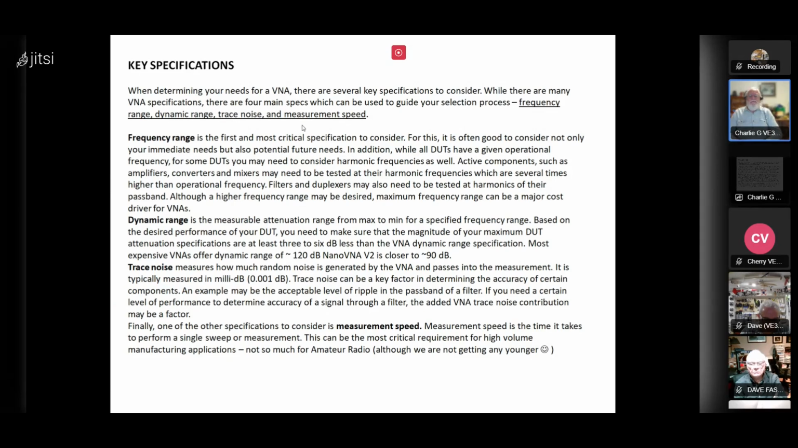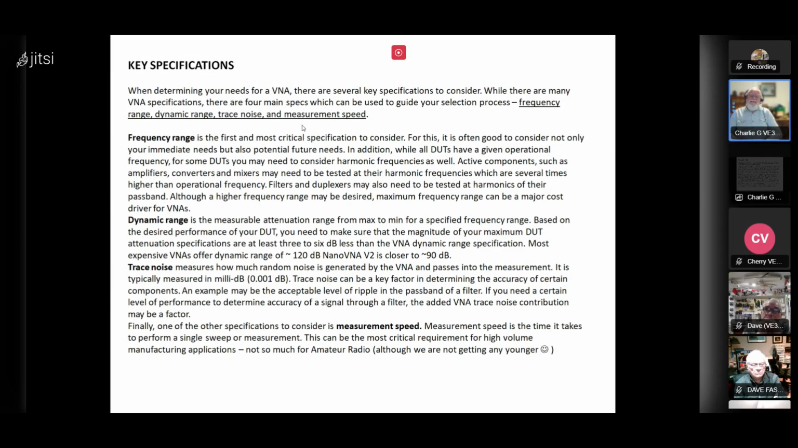So choosing the frequency range is kind of important. You want something fairly large, but maybe you don't need to go between 3 and 4 gigahertz. Don't choose something for more money at 4 gig when something at 3 would do what you need. So of the key measurements, frequency range is the first.